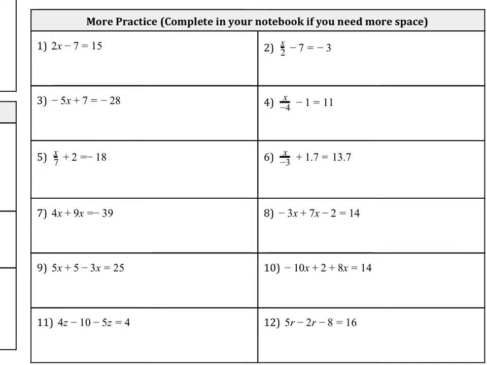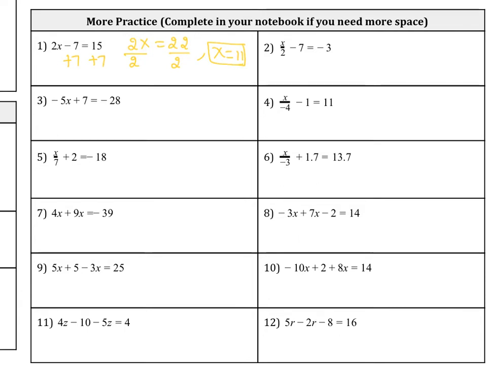Here you're going to solve for x. To do that, you're going to remove 7. So the opposite operation of negative 7 is add 7 on both sides. And then you're going to get 2x equals 22. 2 times x equals 22, and the opposite operation for multiplication is division. So you divide the 2 on both sides. You're going to get x equals 11.